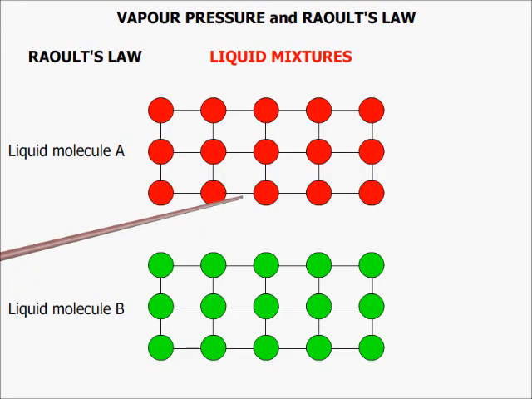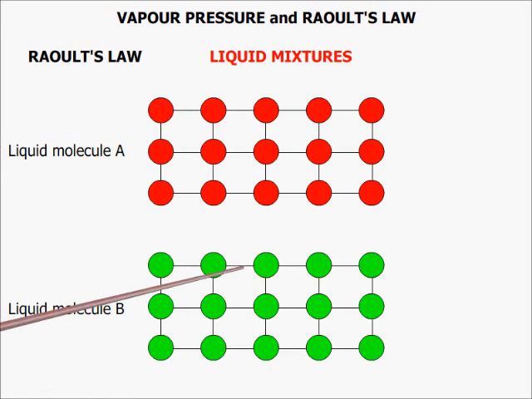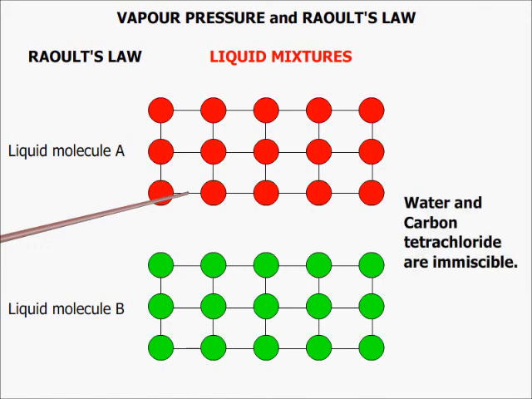Suppose the A-A bond is very strong, like water molecules which are bonded by hydrogen bonds, and the B-B bond is very weak, as in carbon tetrachloride, where there is only weak van der Waals force. In that case, a polar A molecule will have such an affinity towards another polar A molecule that it completely ignores the non-polar B molecule. So there is no question of bond breaking, and mixing does not take place at all, as we all know that water and carbon tetrachloride are immiscible.